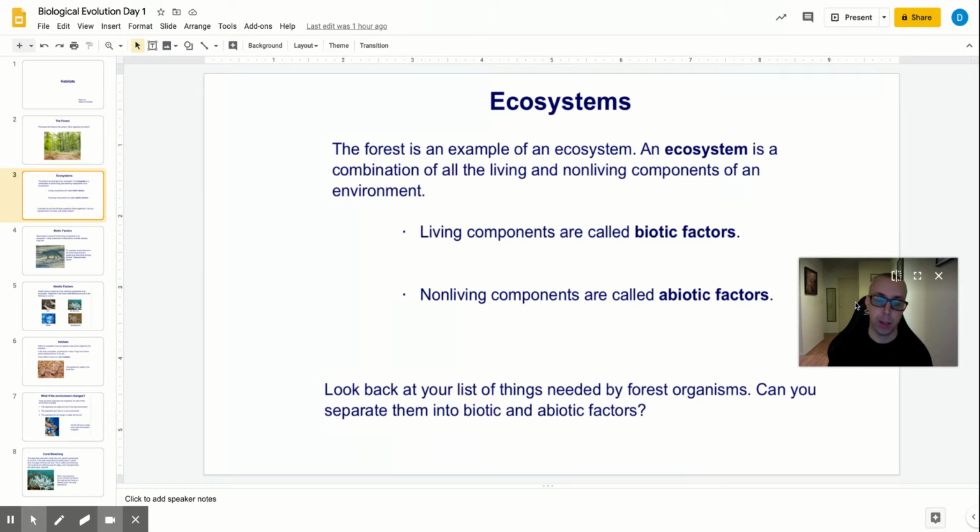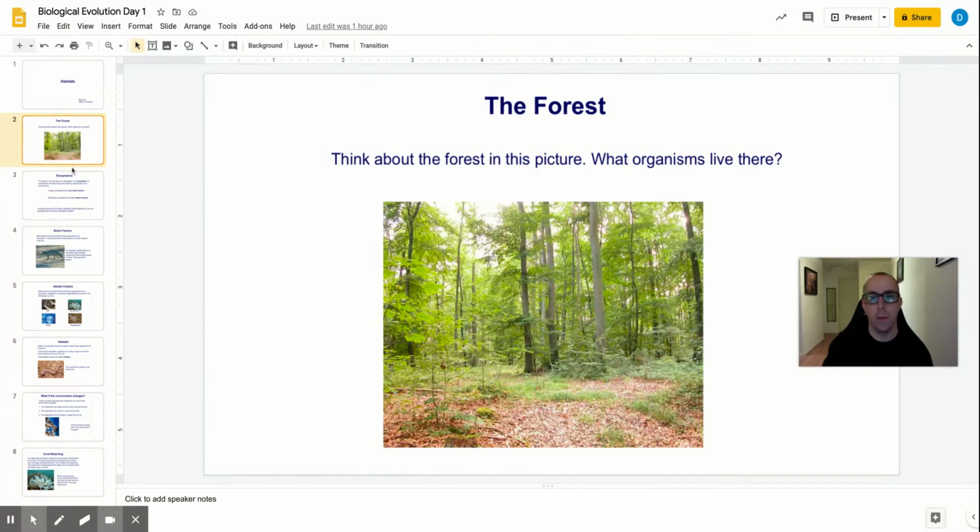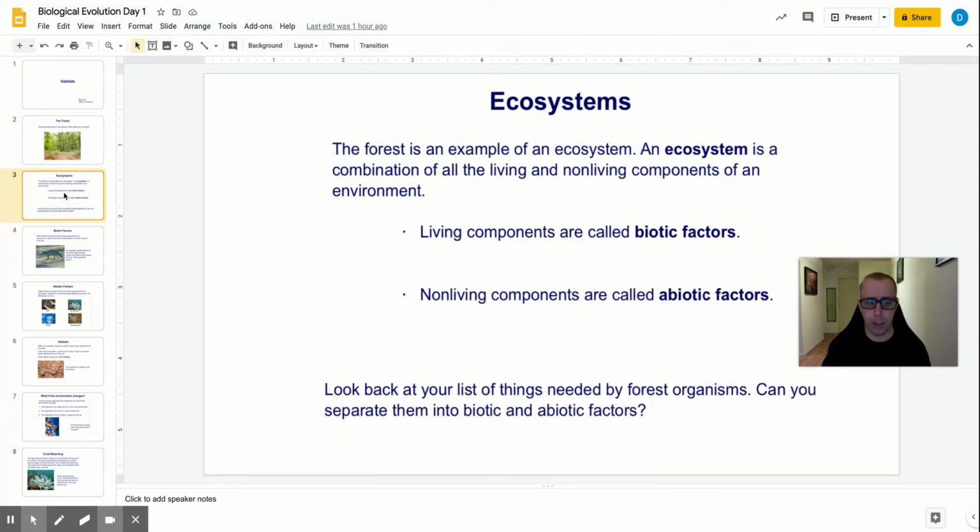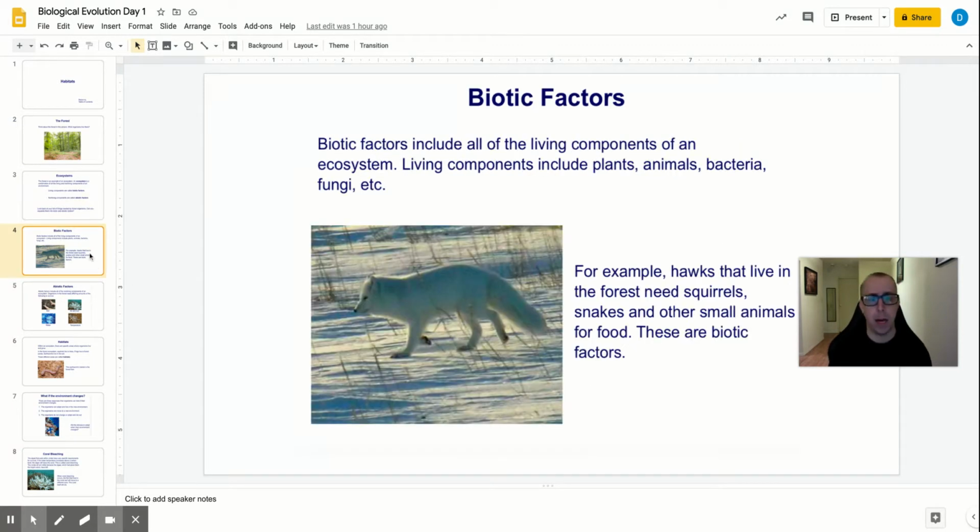So let's look. Okay, so we discussed some of these things. We didn't make a list, but we discussed some of the things in our forest that were living and non-living. Soil and water are two of your biggest abiotic factors. And of course, the plants and other living things like animals and bacteria are all your biotic factors. So biotic factors include all of the living components of an ecosystem. Living components include plants, animals, and bacteria, as well as fungi and things like that. Okay, for example, hawks that live in the forest need squirrels, snakes, and other small animals for food. So all these biotic factors work together.